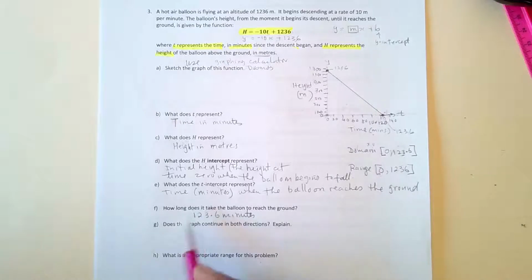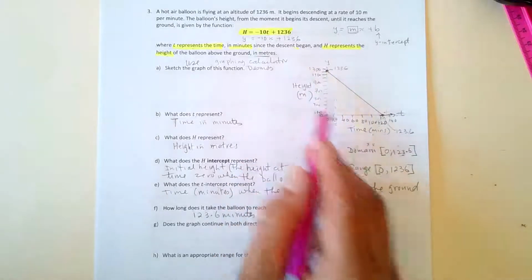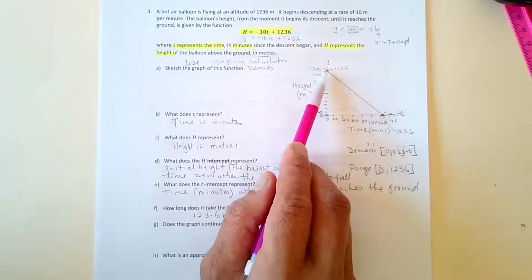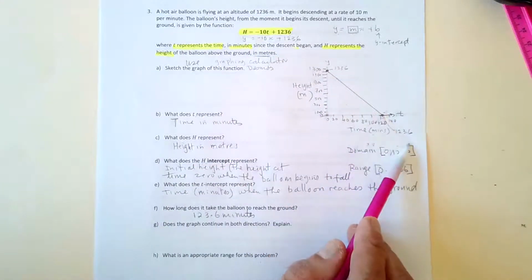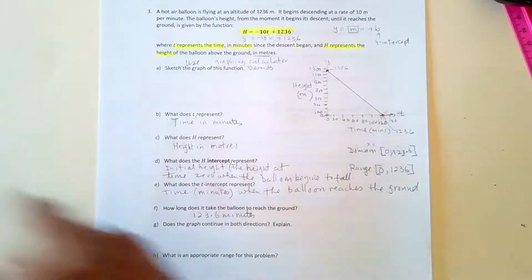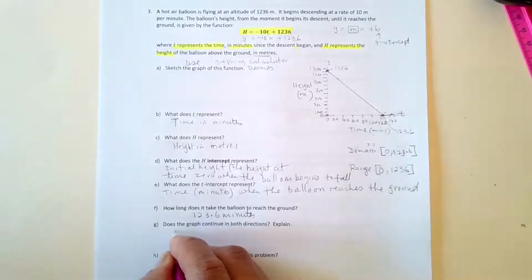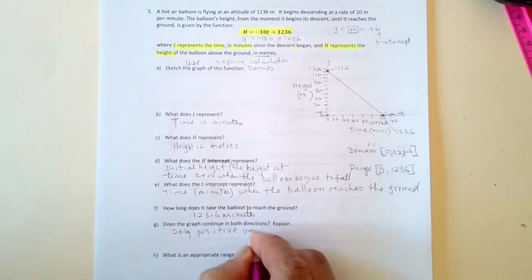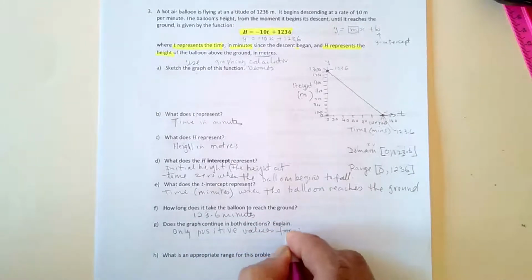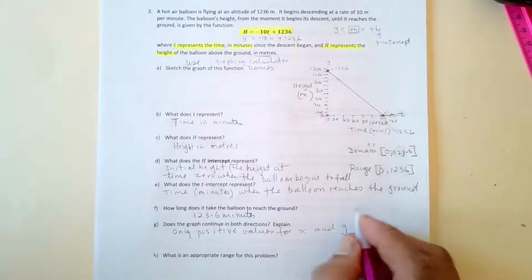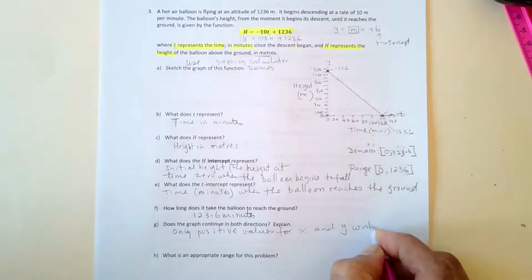Now notice the graph, right? Does the graph continue in both directions? No, right? It cannot continue because it only makes sense in the positive direction, because the balloon cannot go back in time and it cannot go below the ground, right? So we can conclude only positive values for x and y work for this situation.